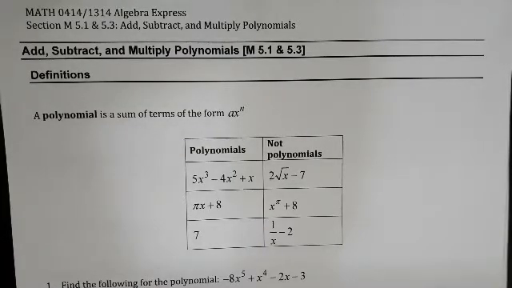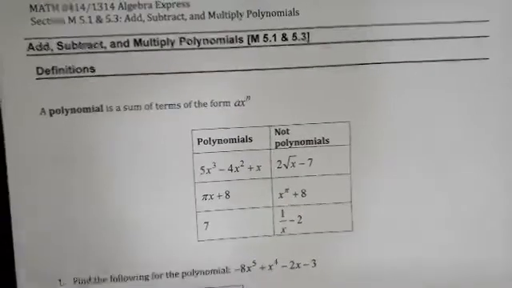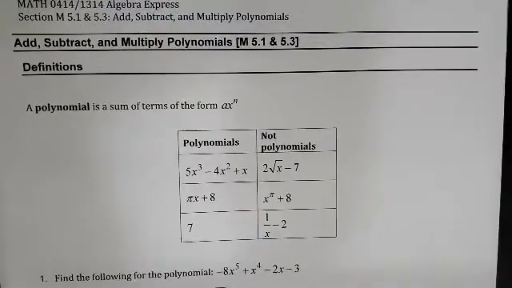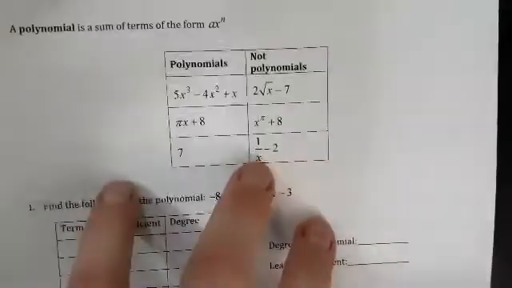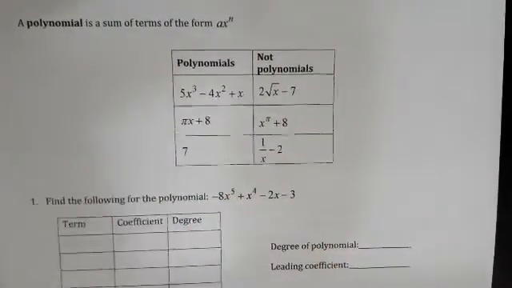We are in Marecek 5.1 and 5.3. In this section, we're going to talk more about polynomials. We're going to add, subtract, and multiply polynomials in this section. And so the first thing that we're going to start off with is getting a definition of what a polynomial is. And so a polynomial, they say, is a sum of terms in the form ax to the n.